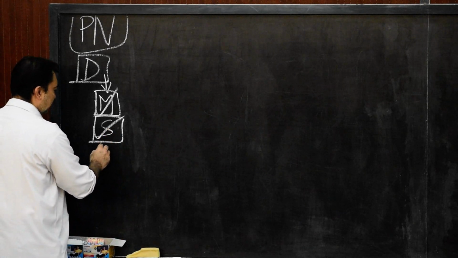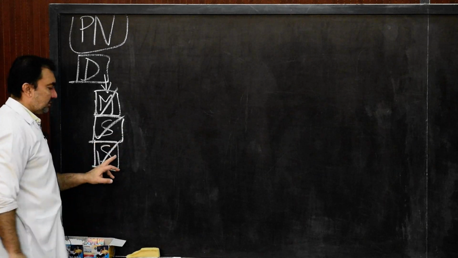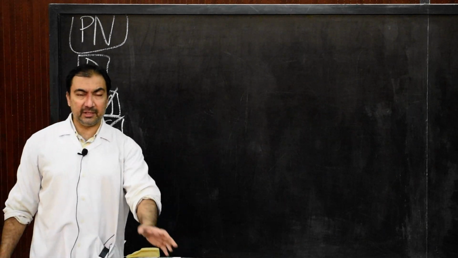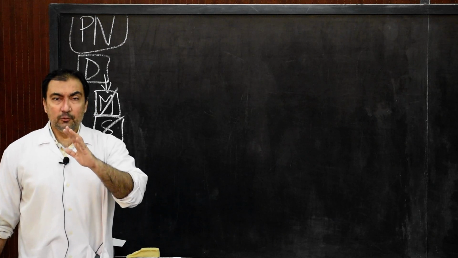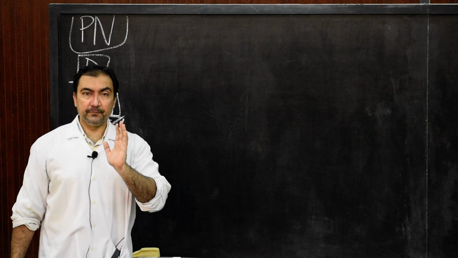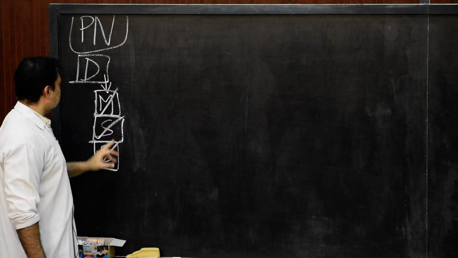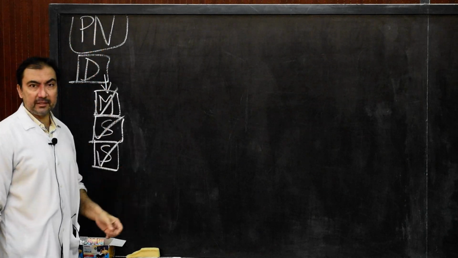And the last component will be the sympathetic component. Mostly it comprises postganglionic neurons, and they will exhibit vasomotor function. So these three components are present within the phrenic nerve.